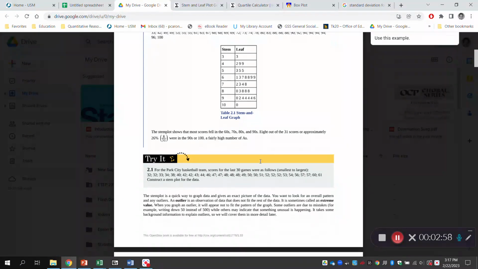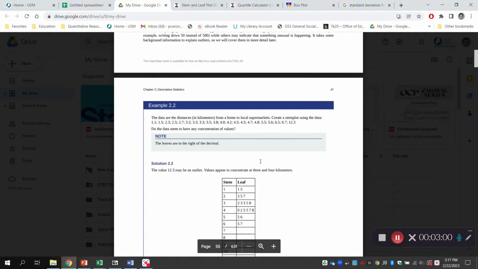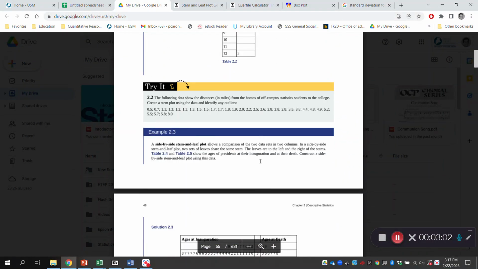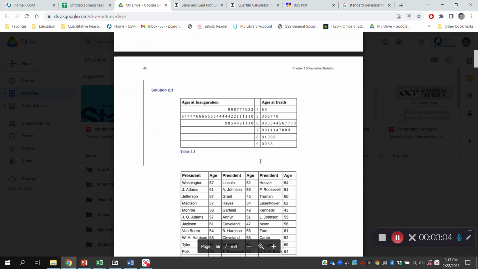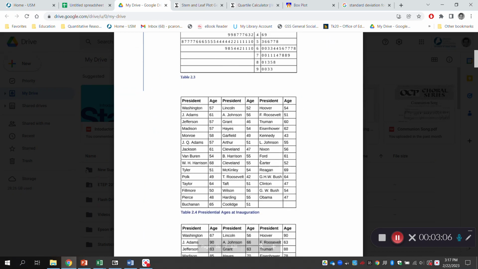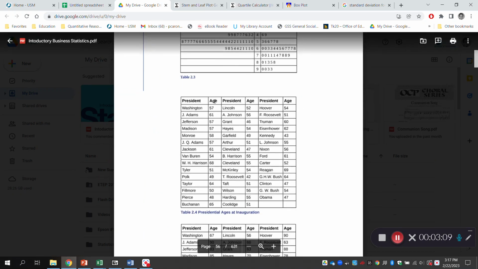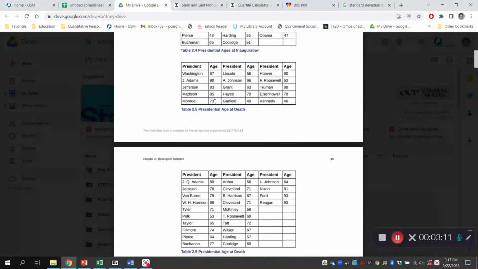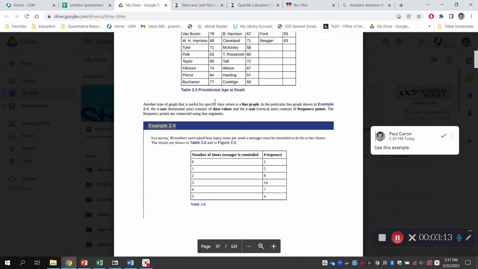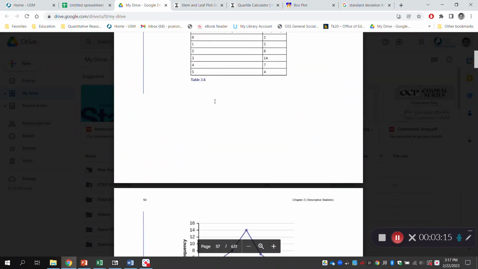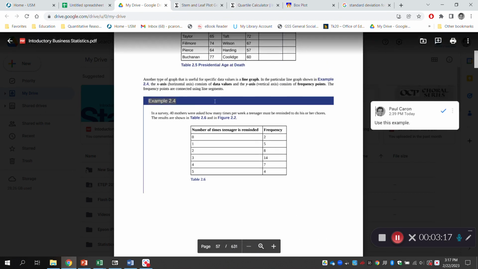And this is used in a lot of examples, and one fairly popular example in a lot of statistics courses is the ages of the presidents when they were inaugurated, and they put that in a stem and leaf plot. So you can do that as an example.